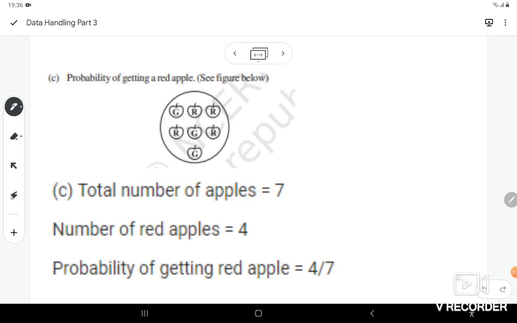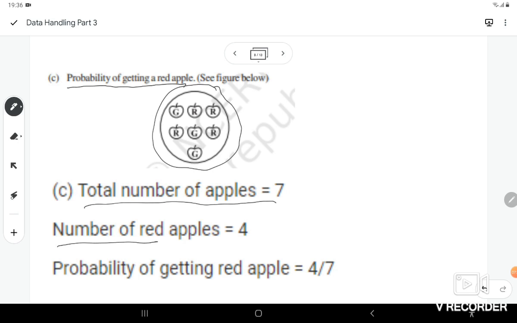Now let's see the next part. It says probability of getting a red apple. From the figure you can see this here. So you can count 1, 2, 3, 4, 5, 6. There are total number of apples as 7 and total number of red apples as 4. So probability of getting a red apple would be 4 divided by total number of apples, that is 4 by 7.